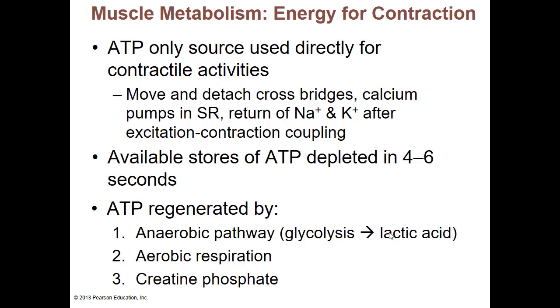The problem is, we can actually deplete all of our ATP in our muscles in about 4 to 6 seconds. That's not a lot, which means you can't do a lot. So we've got to figure out a way to replenish that ATP really quickly, or your muscles are not going to be able to contract. So your ATP is generated in 3 different ways: anaerobically, aerobically, and using a chemical called creatine phosphate.